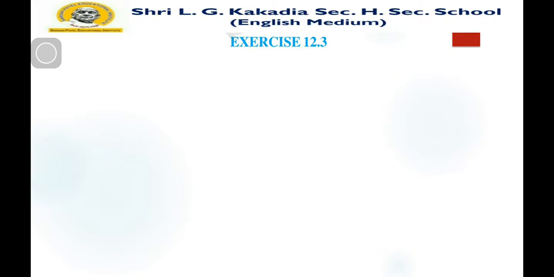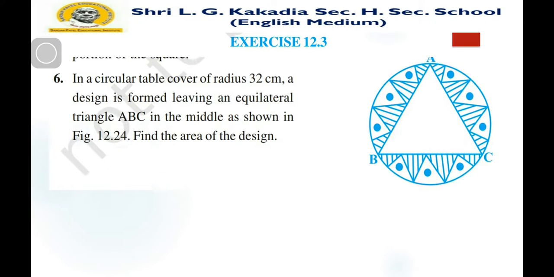Now one more example from exercise number 12.3. In a circular table cover of radius 32 centimeter, a design is formed leaving an equilateral triangle ABC in the middle as shown in figure 12.24. Find the area of the design. You want to find this area, the designed area.